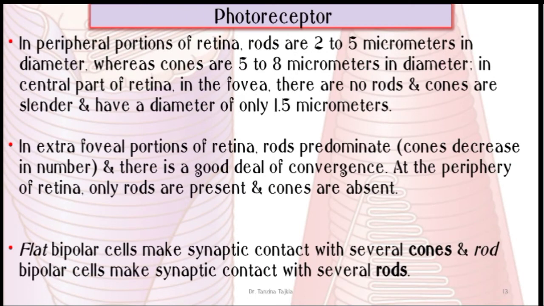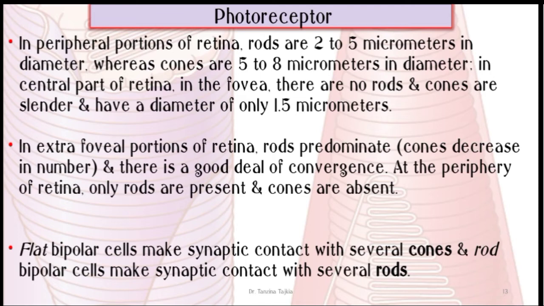In the peripheral portion of the retina, rods are 2 to 5 micrometers in diameter, whereas cones are 5 to 8 micrometers in diameter. In the central part, in the case of the fovea, there are no rods. Cones are slender, with a diameter of only 1.5 micrometers. In the extrafoveal portion of the retina, rods are predominant. There is a good deal of convergence. At the periphery of the retina, only rods are present and cones are absent.